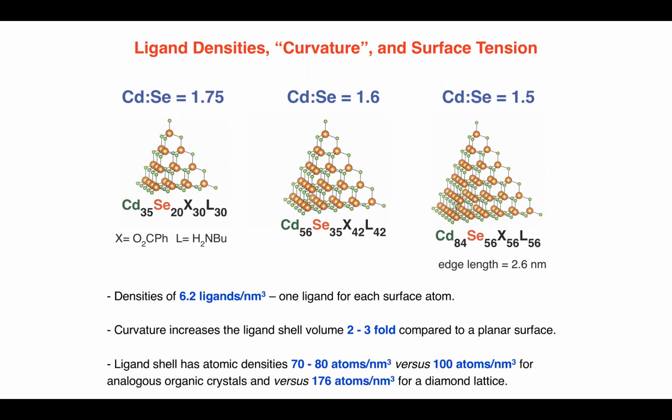Okay, so these are not flat facets. There are edges and corners here, and that makes more room. So these have densities of about 6 ligands per nanometer squared, which is quite a bit higher than the alkane chain packing density. But if you calculate the ligand shell volume around this, assuming these formulas are correct, it's about 2 to 3-fold greater than if you just had a planar surface. So that curvature doubles the space available for ligands on this length scale.